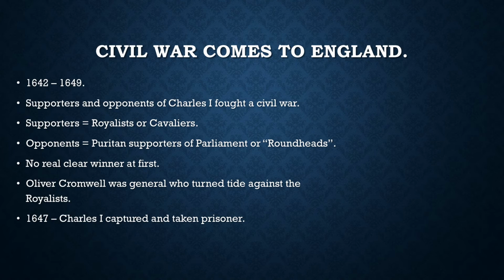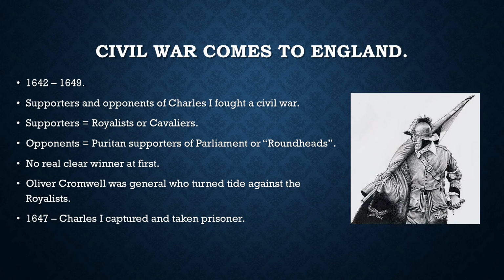They're called Roundheads because they had short hair that covered their ears. And I have a picture of it here. You can kind of see what the Roundheads dressed like and looked like. Okay, there's no real winner at first. It's kind of a draw, kind of a tie at first, but then Oliver Cromwell becomes general, and he's going to start to turn the tide against the Royalists, or the supporters of Charles I. So in 1647, Charles I is going to be captured and taken prisoner.